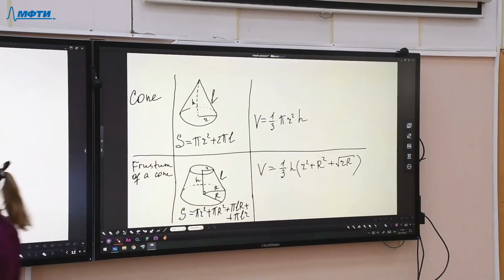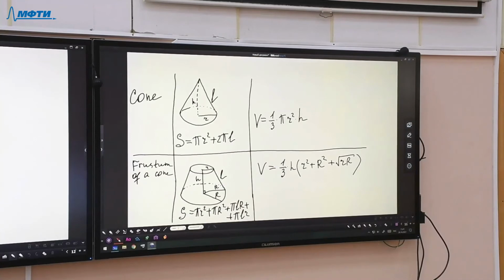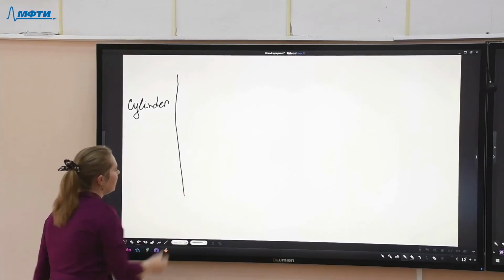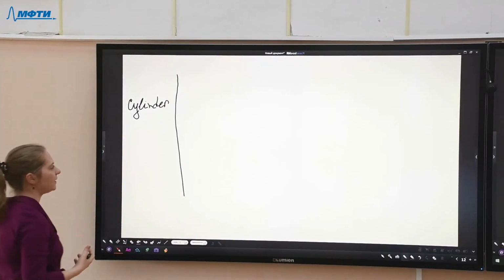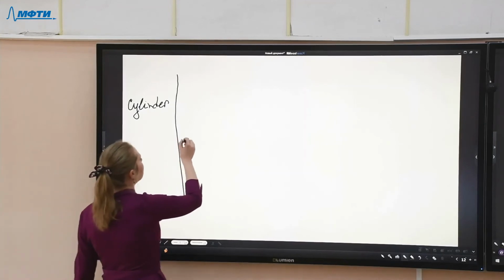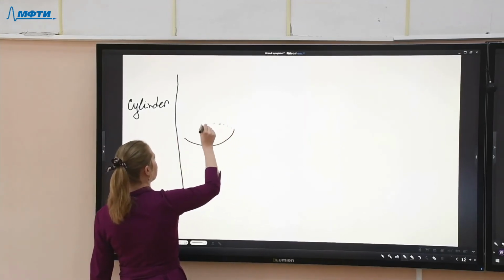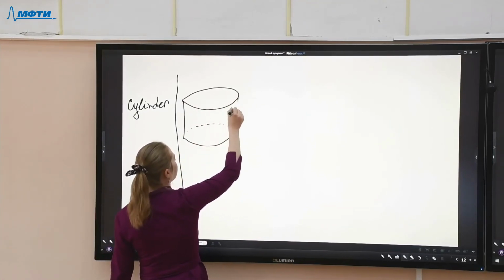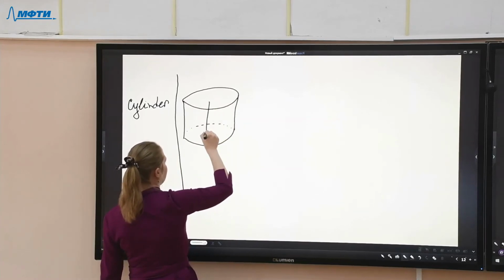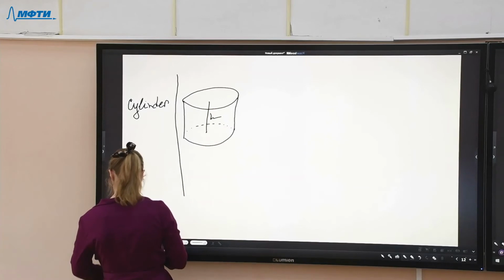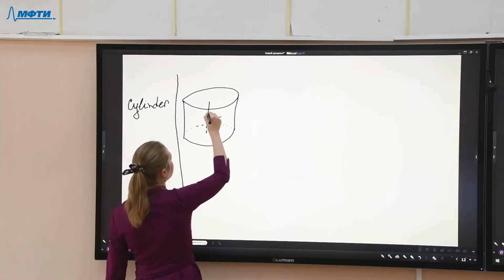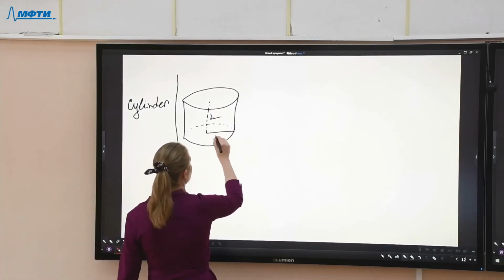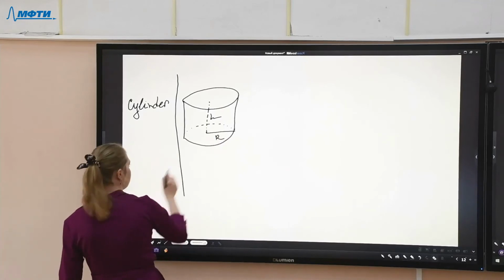Okay. Then let's consider cylinders. Again, when we are talking about an area of a surface, let's consider the case when the cylinder is right. This is an H, an altitude of this cylinder. Let R be a radius of a cylinder.